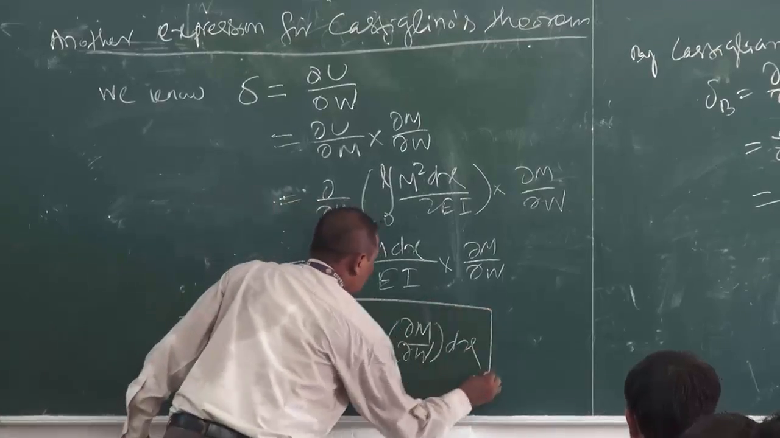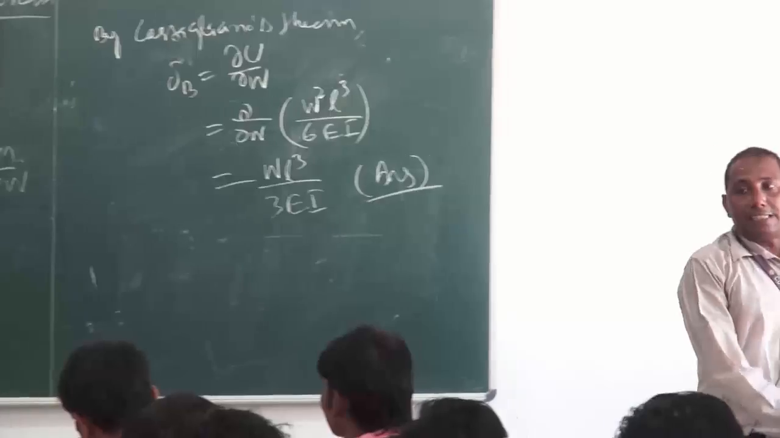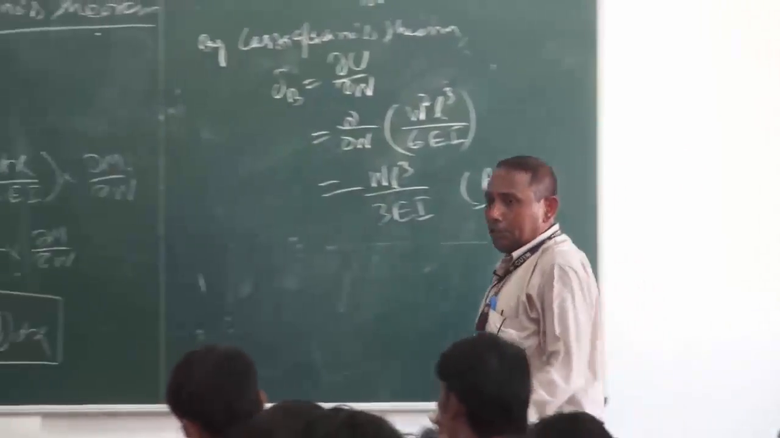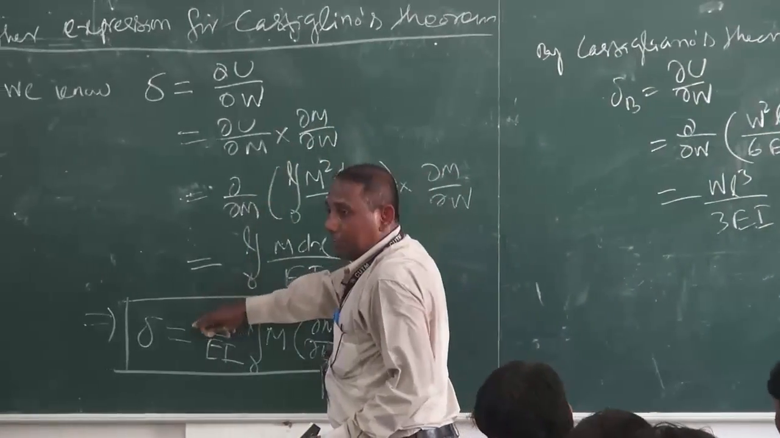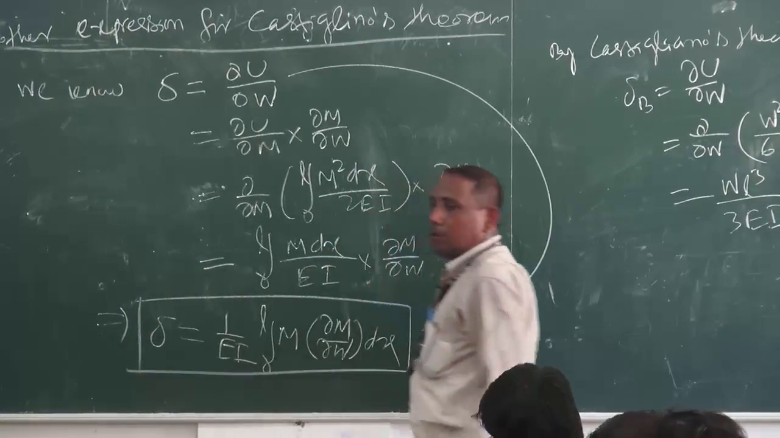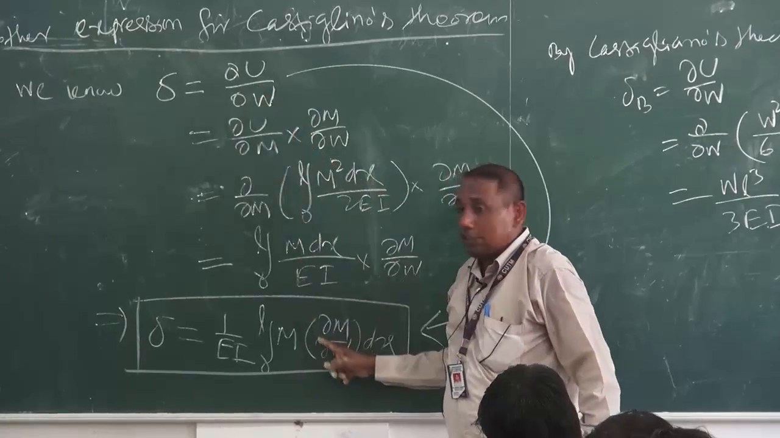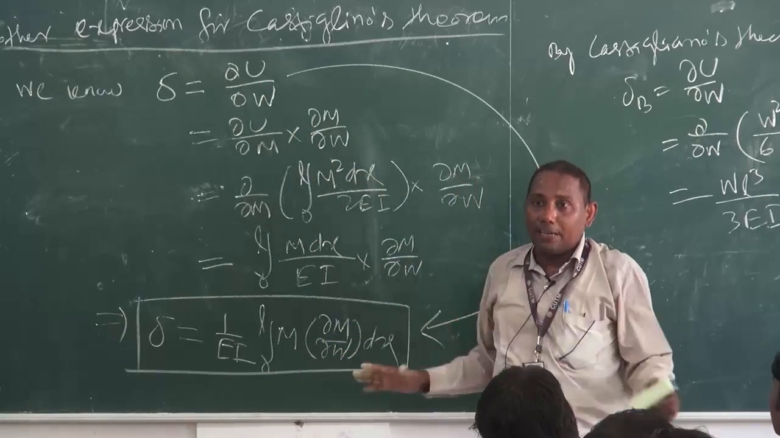This is the alternate expression for Castigliano's theorem. Try to remember that this new expression has been derived from here only. So you are free to apply either this expression or this expression. But what is the advantage here, you see?